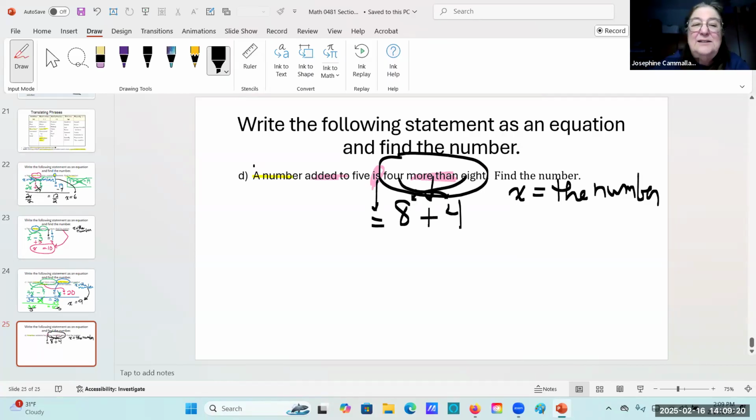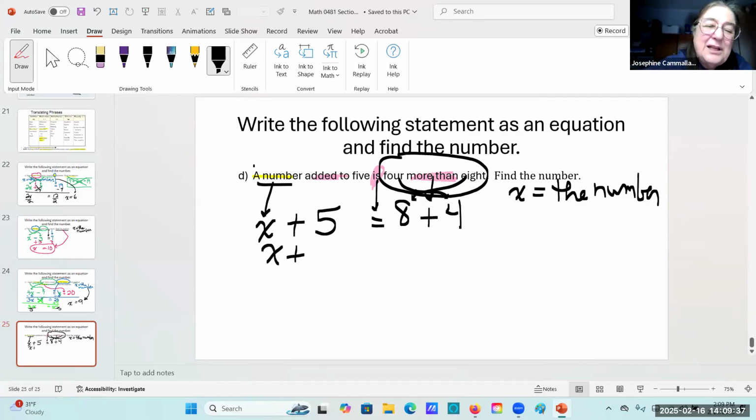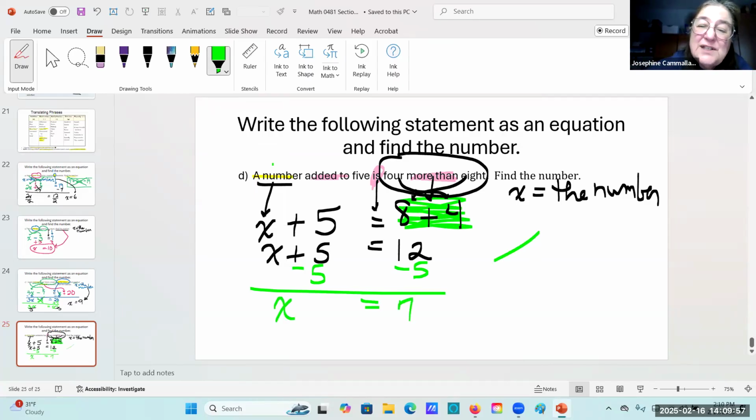Notice. Now, a number is X added to 5. X plus 5 is equal to 12. We're combining terms. All I've got to do is subtract 5. X is equal to 7. That is our number.